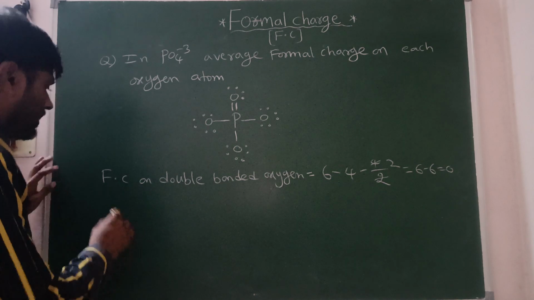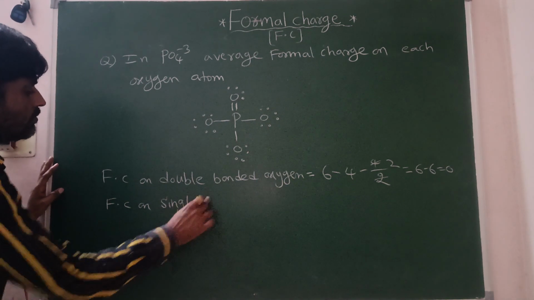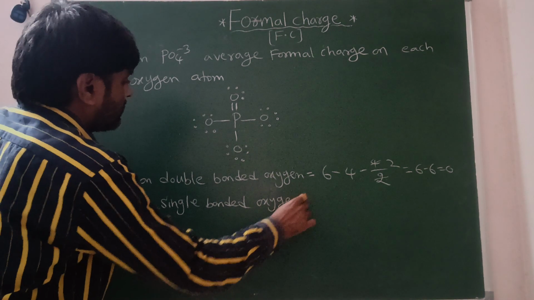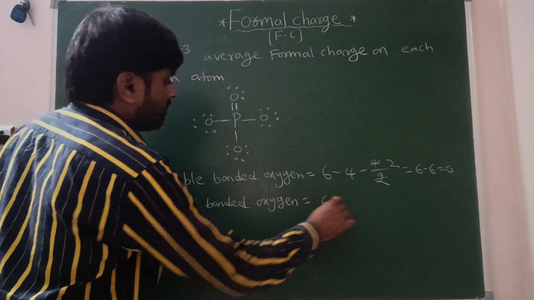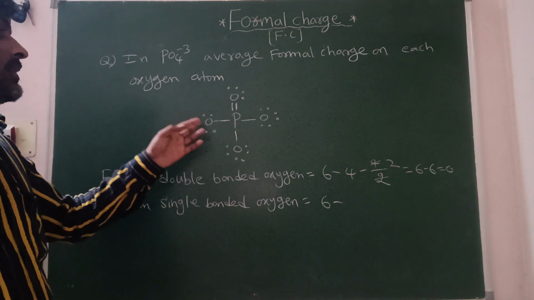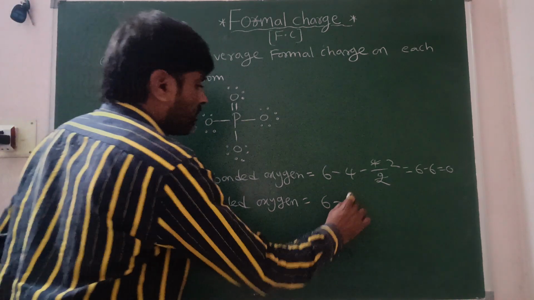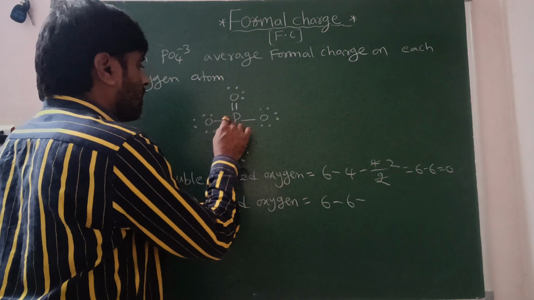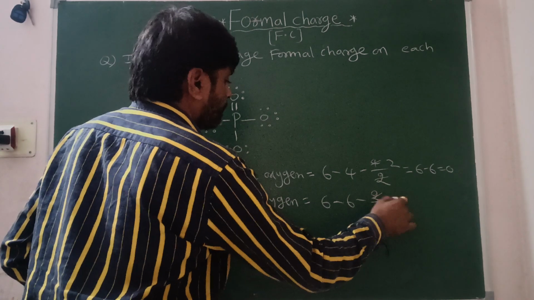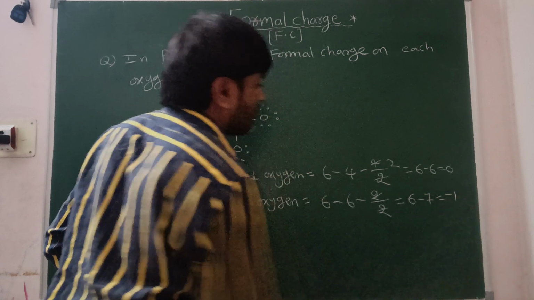Now the single bonded oxygen, formal charge on single bonded oxygen. So 6 electrons, because oxygen in the free state possesses 6 electrons, and non-bonded electrons are also 6 here, and it forms only one bond. Bond electrons are 2 by 2, 2 ones are... Now 6 minus 7 is equal to minus 1.